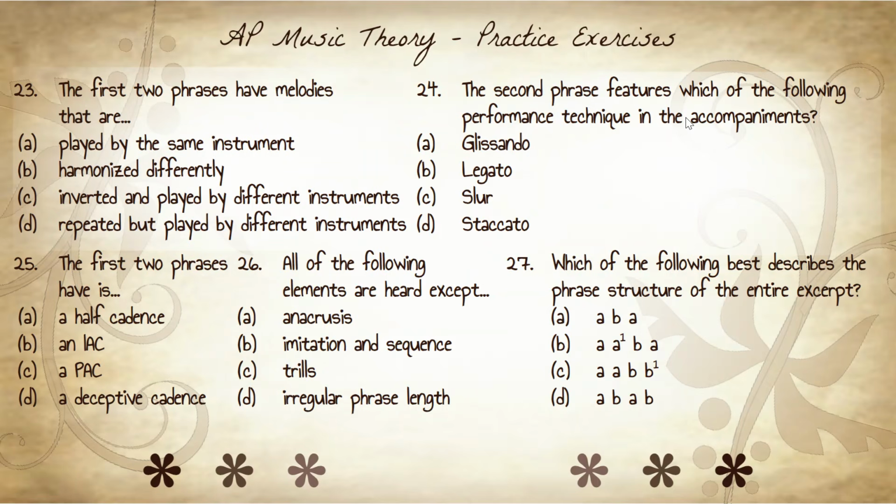Questions 23 to 28 are based on an excerpt from a suite. Let's read through the questions and any notes. Question 23. The first 2 phrases have melodies that are A. Played by the same instrument, B. Harmonized differently, C. Inverted and played by different instruments, or D. Repeated but played by different instruments.